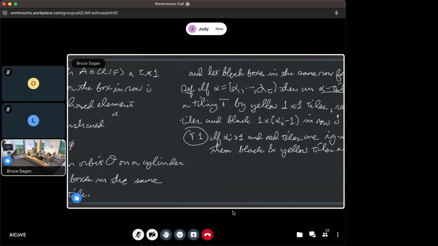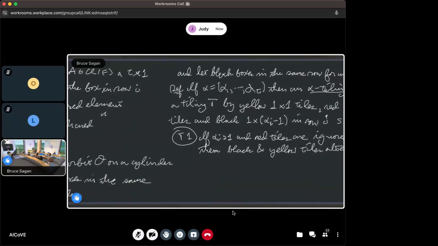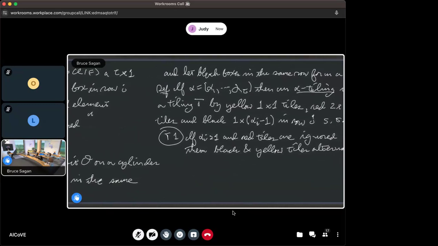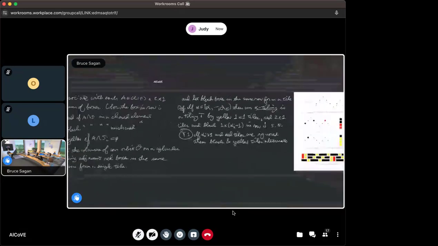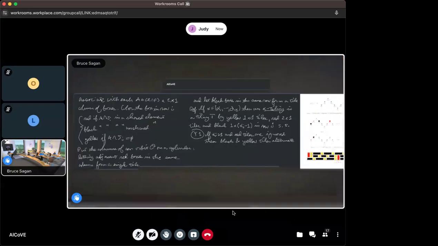Let's look at that in this example down below. Look at the very first row. So ignore that first red tile there, and then it goes yellow, black, yellow, black, yellow, black, yellow, black, and then when you wrap around, yellow, black. So it's always just going back. Everybody see what T1 means? You're just alternating there. And then T2 is about the red tiles.